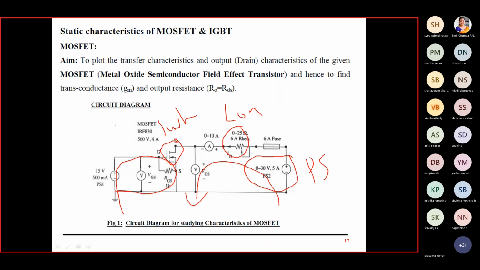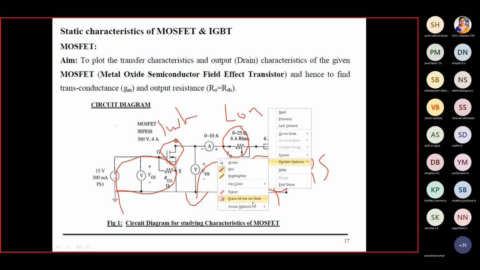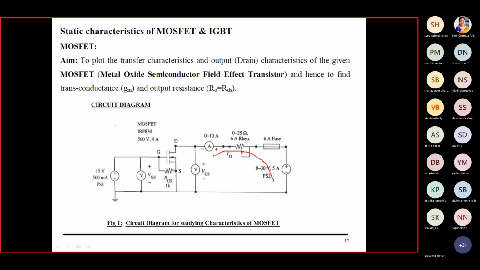We have 15 volts, 500 milliamps, but we don't give it all at a time. We gradually increase the voltage from 15 volts onwards. Now, this is the power loop and this is the control loop.